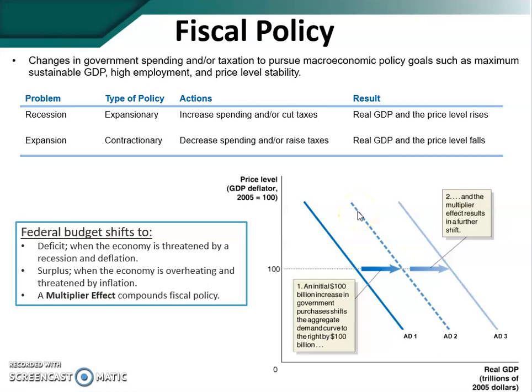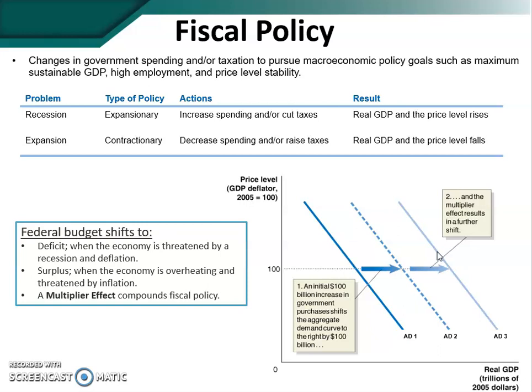Now, what's interesting is that's going to initiate a process called a multiplier process. And that initial 100 billion is actually going to create more than 100 billion in new aggregate demand. It's like throwing a rock in a pond. This is the initial splash, and then this is after all the ripples have occurred. You can think of it kind of like this. The aggregate demand curve shifts by 100 billion, and then it shifts in steps until it reaches its final destination.